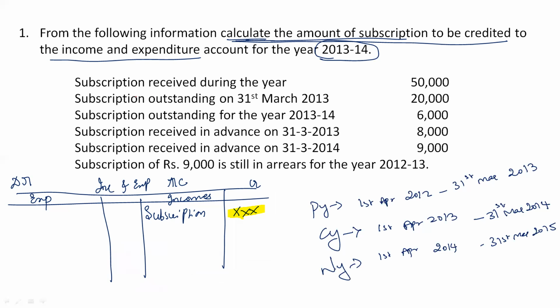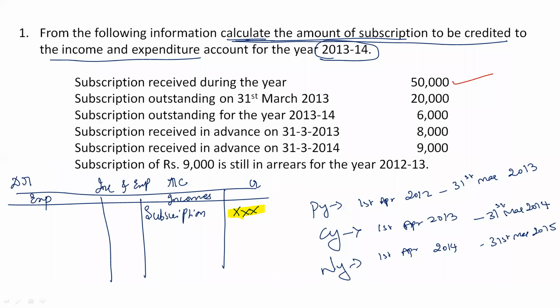Now they are telling subscription received during the year. So during the year in the sense it's related to current year. We will take this amount 50,000 rupees. See, I have prepared a format. Remember, this is not an account. We are just calculating the amount of subscription. We are not preparing subscription account here.